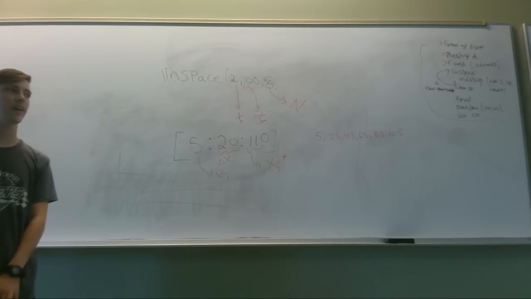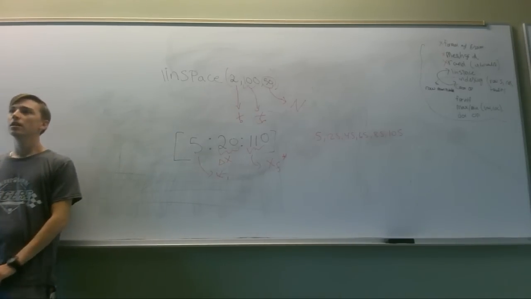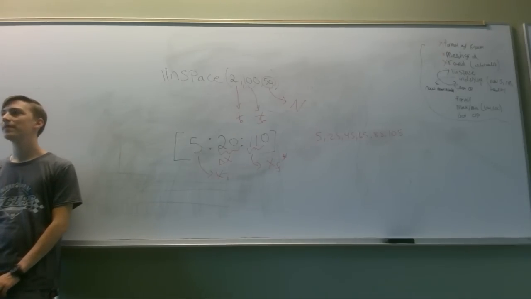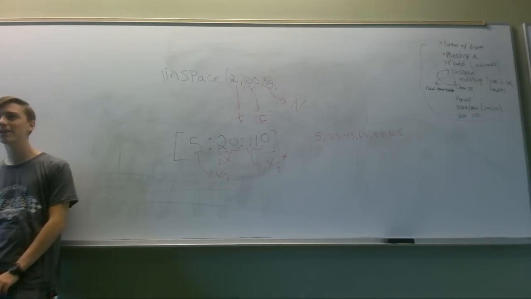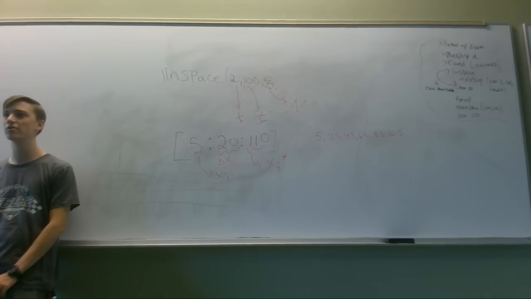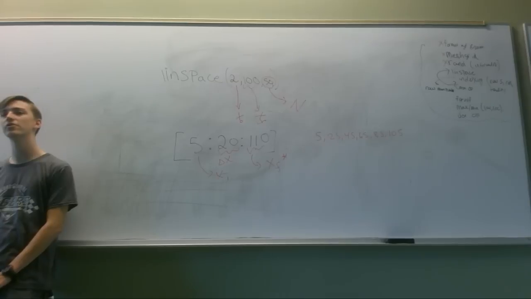Now, if it said create a matrix of values with increments of 25, if you hear the word increments or spaced out by, then the colon operator is your go-to. But more often than not, if you're going to have to use Linspace, it'll say somewhere in there linearly spaced. And that's your big buzzword.